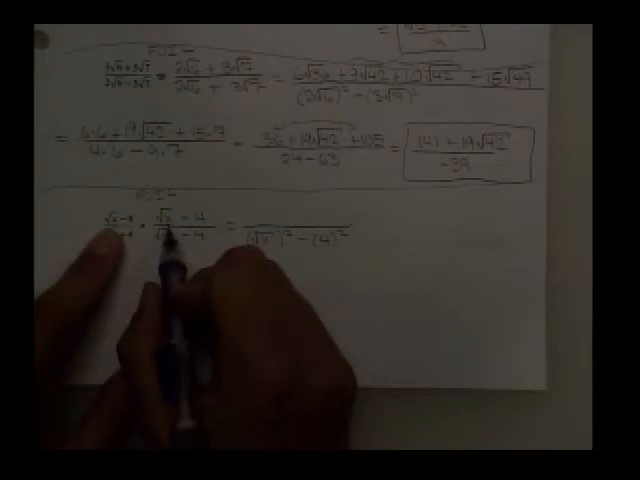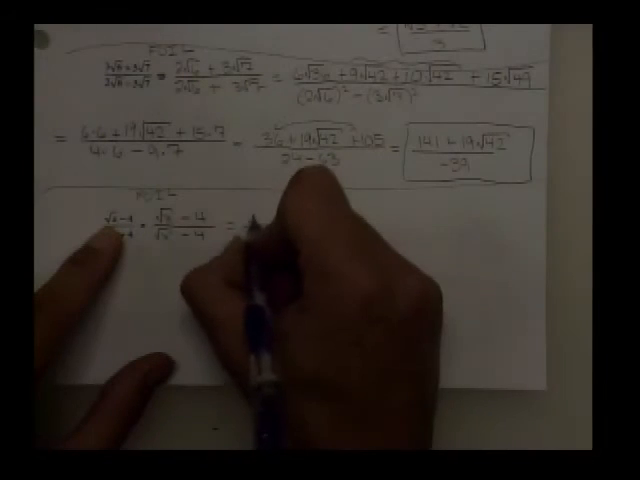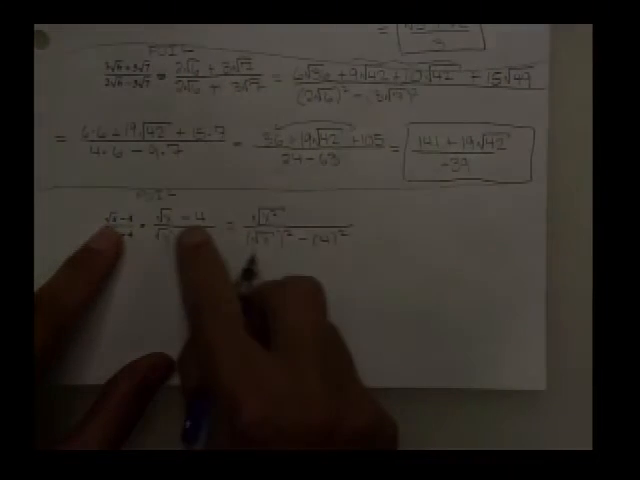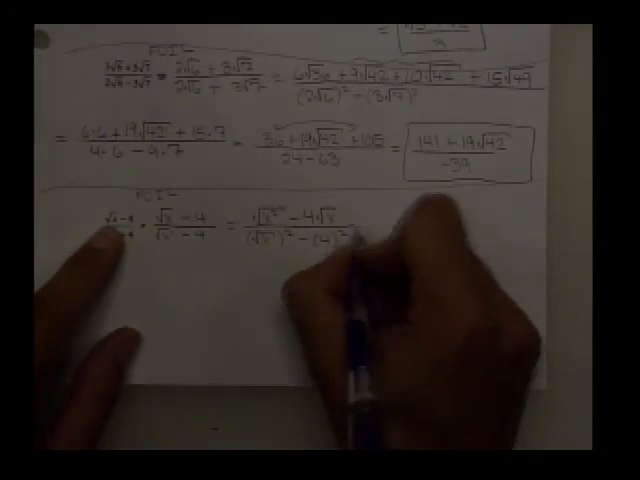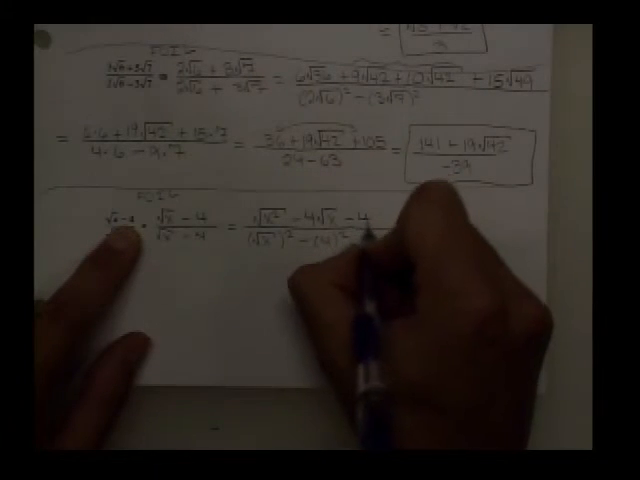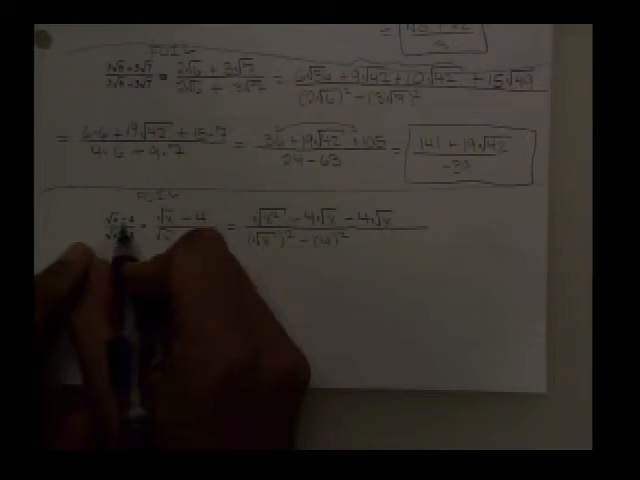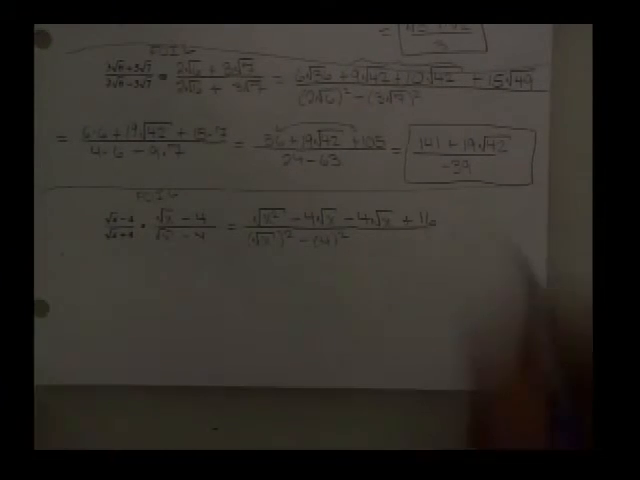And then in the bottom, doing FOIL gives the difference of squares, so we'd have the square root of x squared minus 4 squared. And then in the numerator, we have to do FOIL. So square root of x times square root of x, that'd give the square root of x squared. The outsides, positive times negative, so minus 4 root x. And then insides, also minus 4 root x. And last, negative times negative is positive. 4 times 4 is 16.